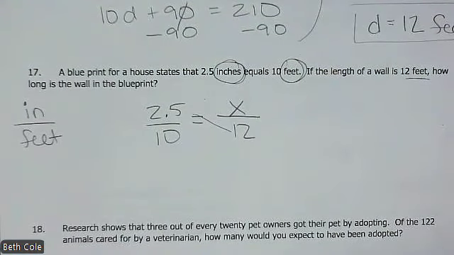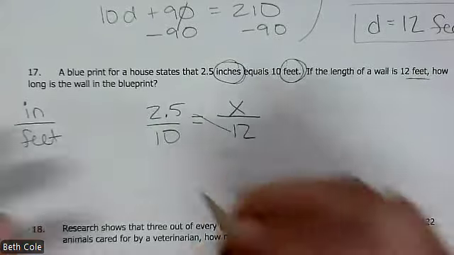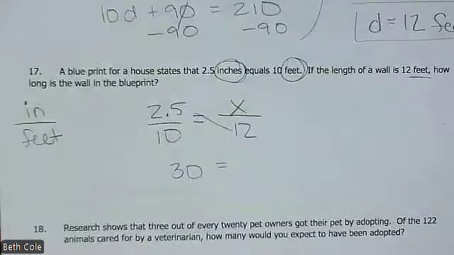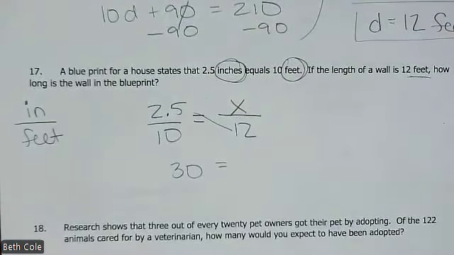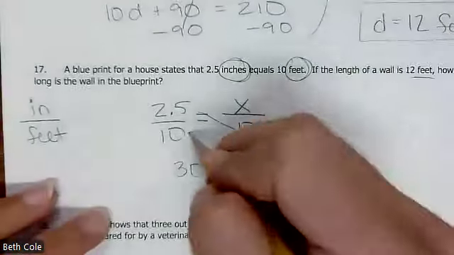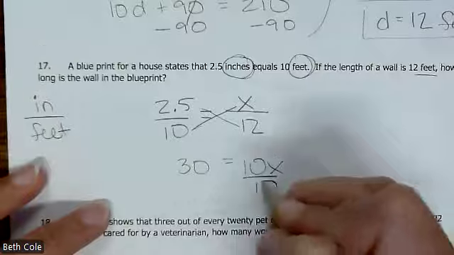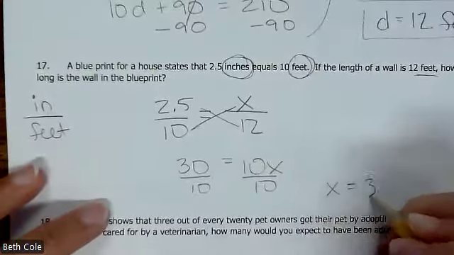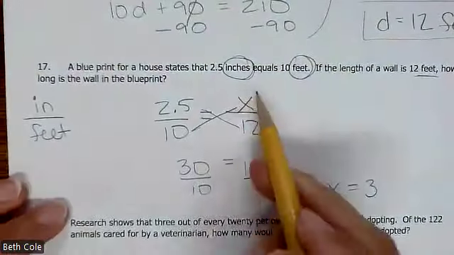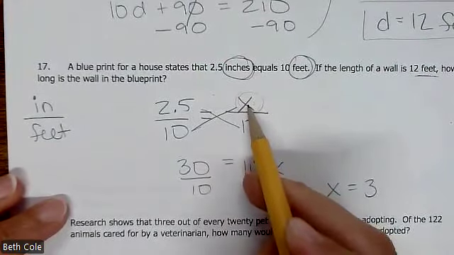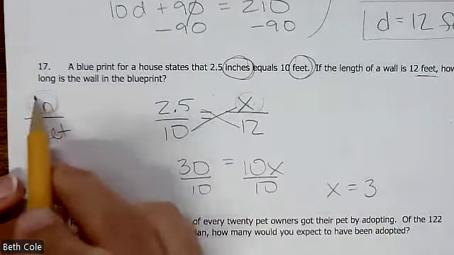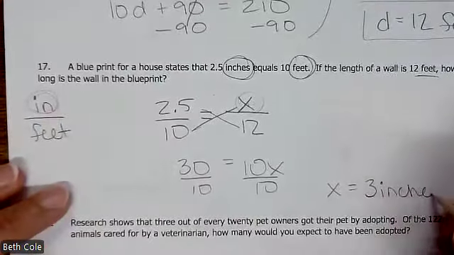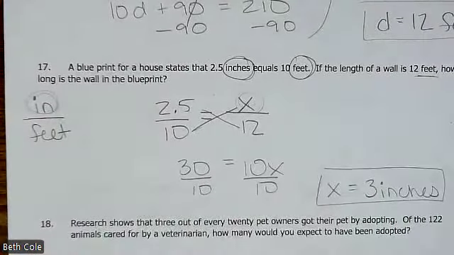30. 12 times 2.5, no, 30. Okay, I just want to make sure I did it right in my head. All right, 30 equals 10x. Divide by 10. X is 3 what? Now, x was in the numerator. Do you see how x was in the numerator? So in the numerator is inches. And that's why I always say to write that off to the side, because then you won't forget.